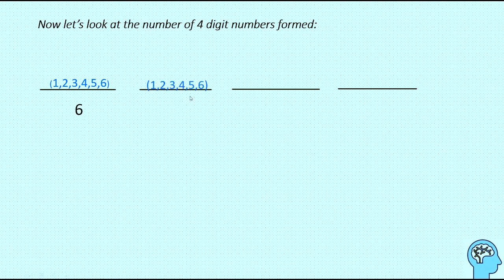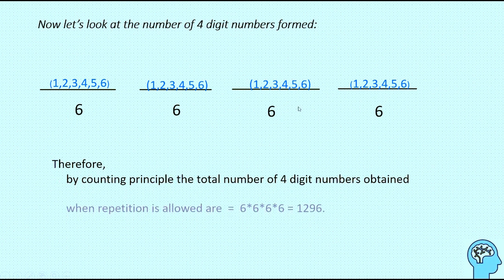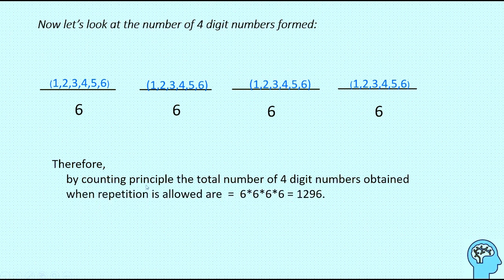In the second blank also, the total digits allowed are 6, so the number of options is 6. And in the third and fourth also, the total number of digits allowed are 6 and 6. So therefore, by the counting principle, the total number of 4-digit numbers obtained when repetition is allowed is 6 into 6 into 6 into 6, that is equal to 1296.